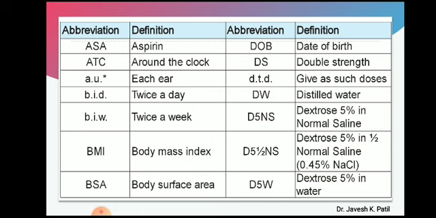Then again very popular, date of birth, DOB. Then DS, double strength. DT and D dot T dot D, again given as such doses. Another popularly used abbreviation, distilled water, DW capital. Generally we use this terminology DNS, but actually it is D5NS. This is dextrose 5% in normal saline.